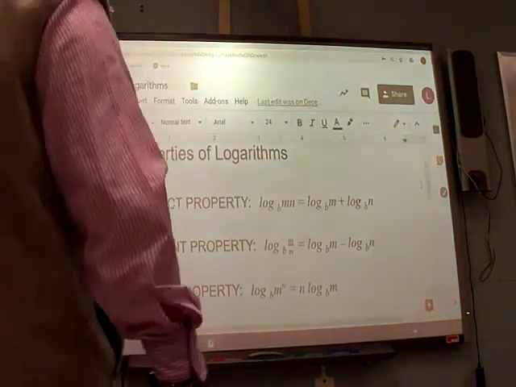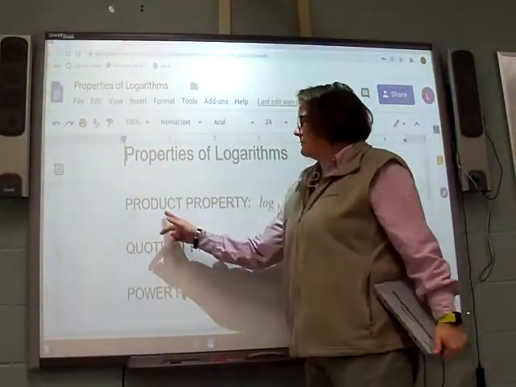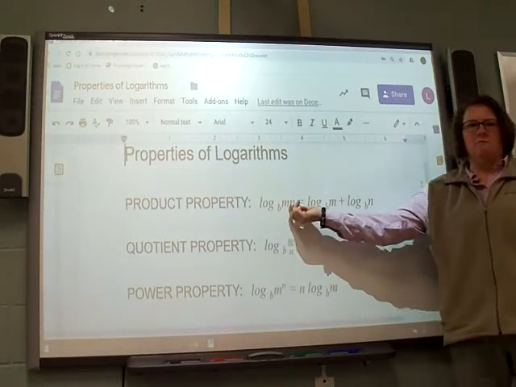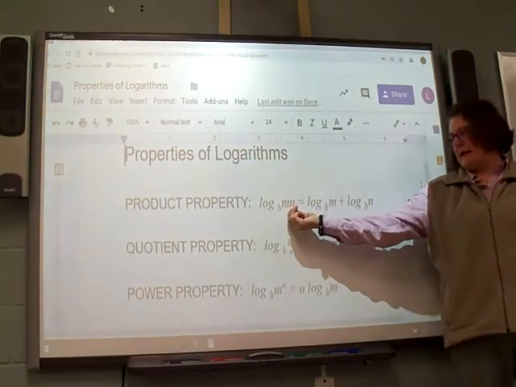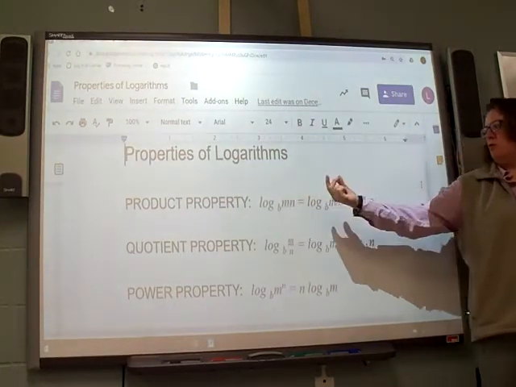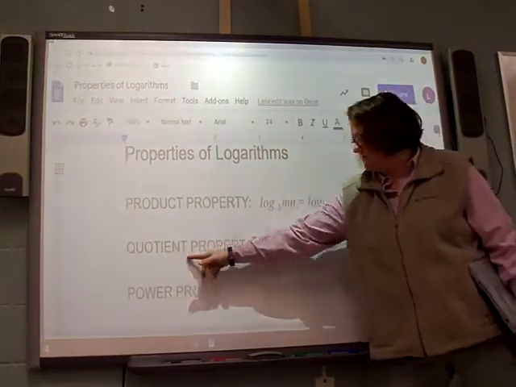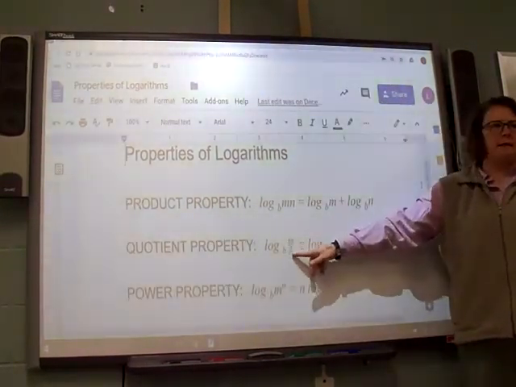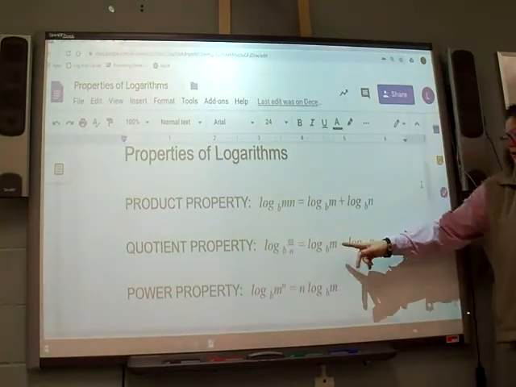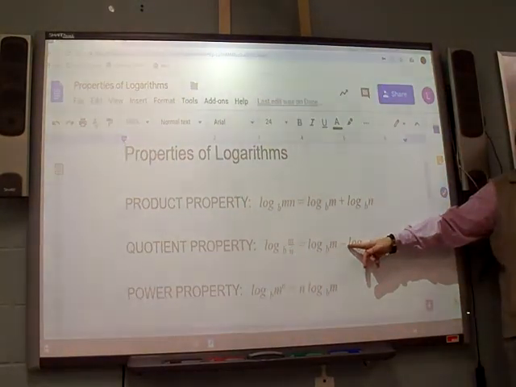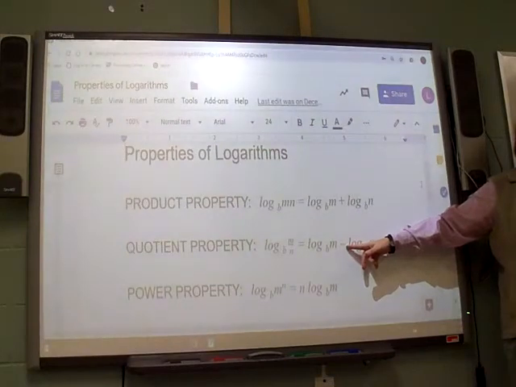Product property. Product is the answer to a multiplication problem. You've got m times n, multiplying, and product goes with addition. Quotient is the answer to the division problem, so you've got m divided by n. Division goes with subtraction. And that's the same as your exponent rules.